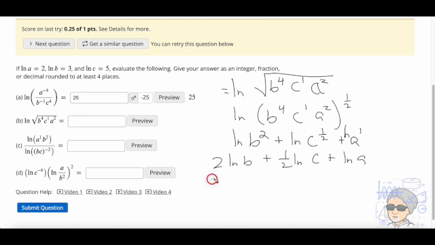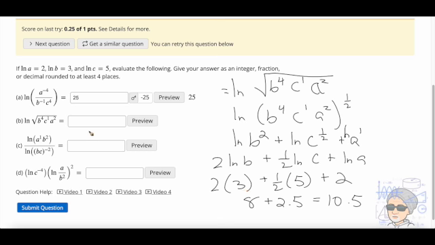Now we're going to replace the values. 2 times 3 plus 1/2 of 5 plus 2 is our answer. I'm going to do this one and this one. That's 6 and 2. That's going to give you 8 plus half of 5 is 2.5. That's going to give me 10.5. A calculator does help, but again, you don't really need it.